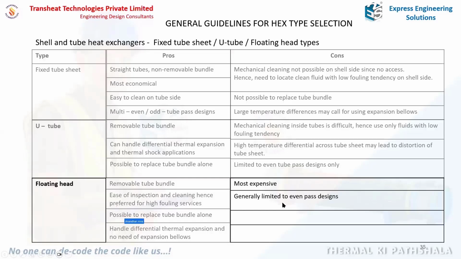The cons: it is the most expensive among all these three types, and it's generally limited to only even pass designs. Because if you have an odd pass design on a floating head exchanger, you need a fluid outlet on the tube side at the floating head. On the floating dish, you need an outlet. And that being an internal component, you will again need an expansion joint between the floating head and the shell cover to ensure that there is no stress at the dish junction.